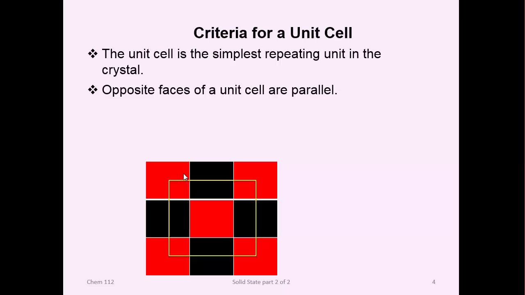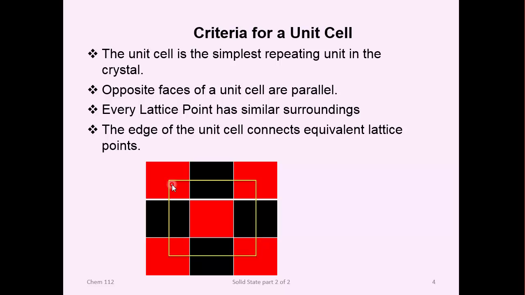Opposite faces of the unit cell are parallel. So this particular face is parallel to this face. Every lattice point has similar surroundings. So if I was at this lattice point, I'd have no way of knowing, if I was molecular size, that it was different than this lattice point, because the surroundings are relative to a red block in the center and surrounded by 4 blacks that would all appear the same. The edge of the unit cell connects equivalent lattice points. So once again, we've described these lattice points as being equivalent. The connection creates an edge.